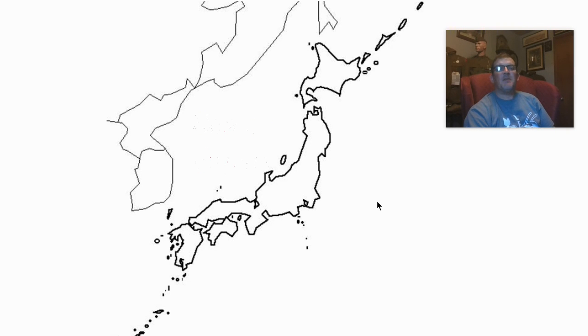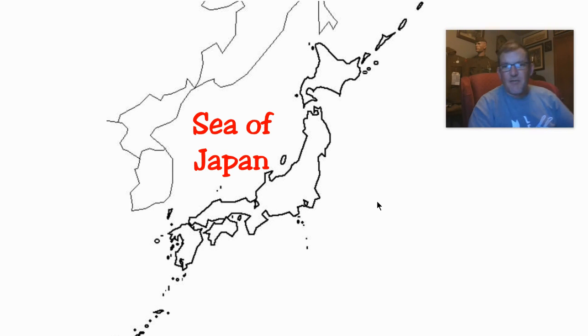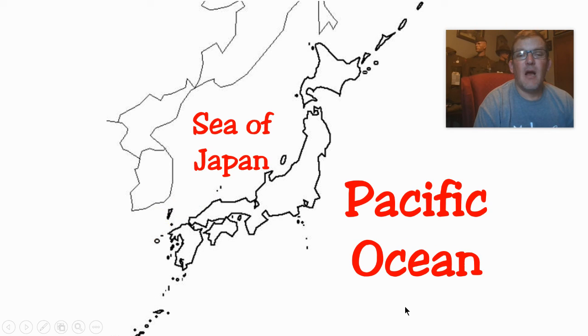All right, next, what are we looking at here? We've got some bodies of water. First, we have the Sea of Japan. This is the body of water between the Korean Peninsula and the islands of Japan. Okay. Pacific Ocean, anywhere on the right side of our map.